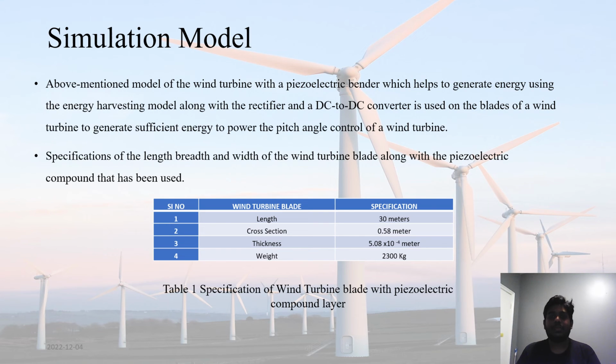The above-mentioned model with a piezoelectric bender, which helps to generate energy using the energy harvesting model, along with the rectifier and the DC to DC converter unit, uses the piezoelectric layer which is installed on the surface of the wind turbine blades to generate energy to power the pitch angle control of the wind turbine. The following are the specifications of the wind turbine blade where the piezoelectric compound has been used. The length is kept at 30 meters with a cross section of 0.58 meters, the thickness of 5.08 into 10 to the minus 4 meters, and a weight of about 2,300 kilograms.